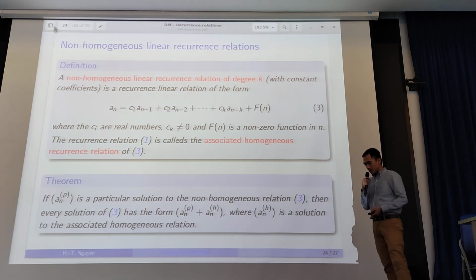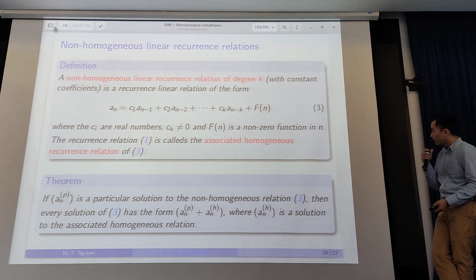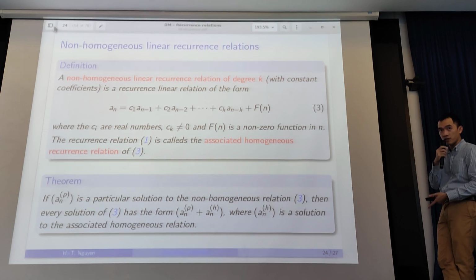The idea here is that if somehow you know a particular solution to this non-homogeneous relation, then you take this solution and an arbitrary solution to the corresponding homogeneous relation. You always associate this. If you remove this, then you obtain a homogeneous relation, okay?